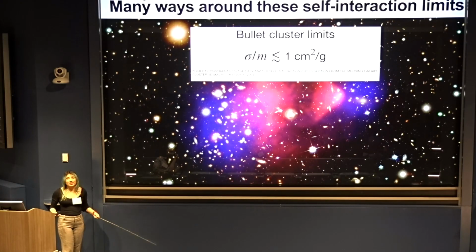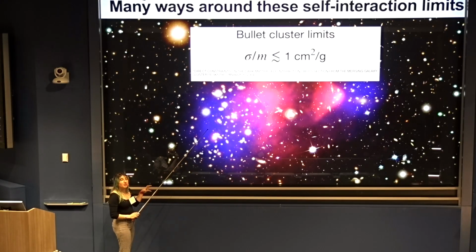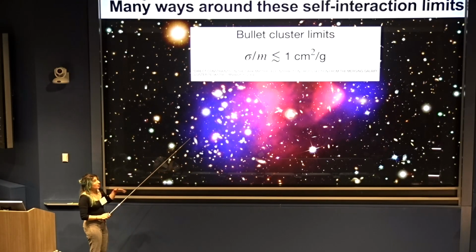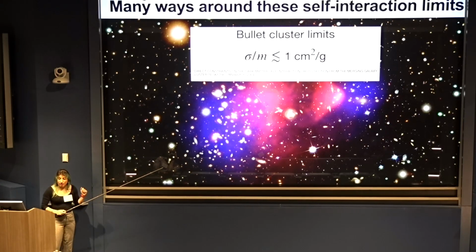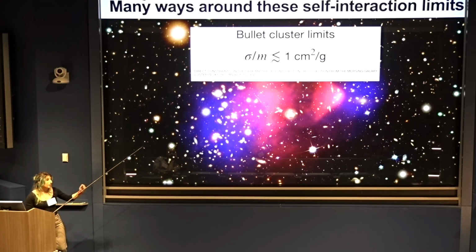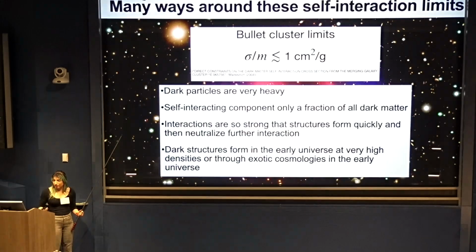Okay, well, the Bullet Cluster should limit these interactions, for dark matter self-interaction cross-sections, to be less than about 1 centimeter squared per gram. But again, thanks to the boundless creativity of theorists, there are many ways to avoid these limits and still get interesting dark matter compact object formation and self-interaction.